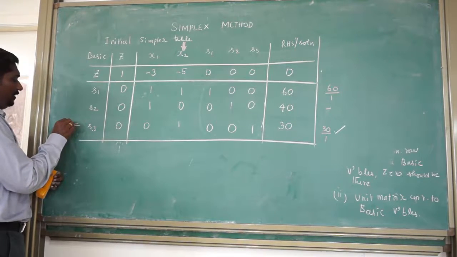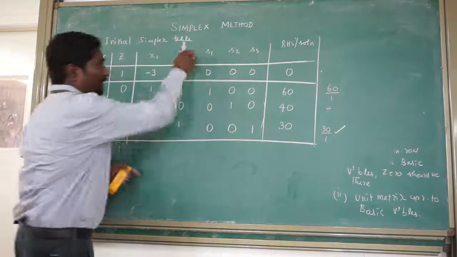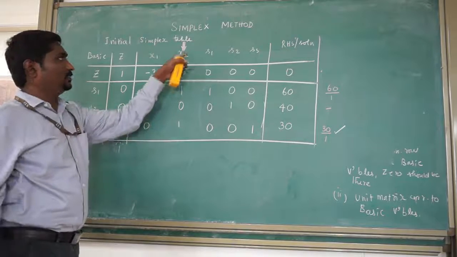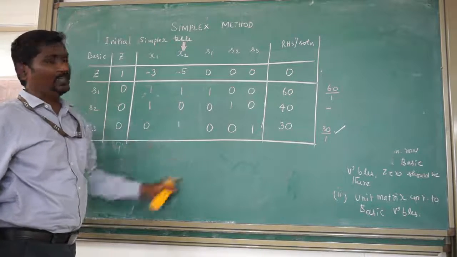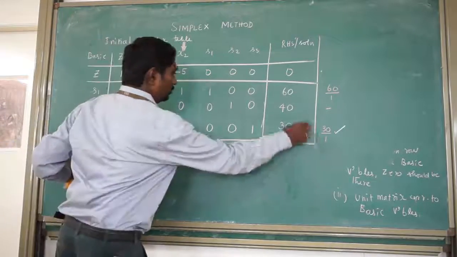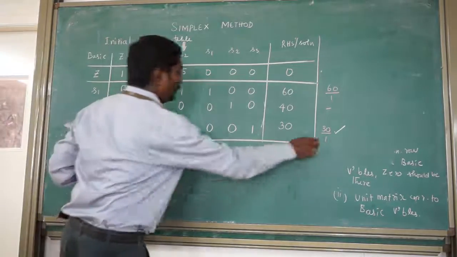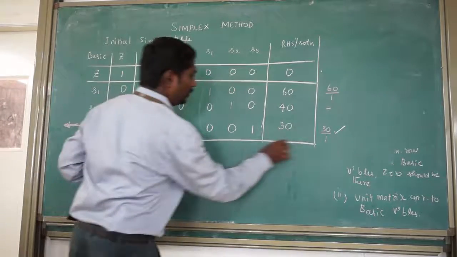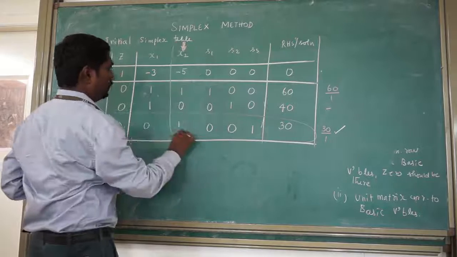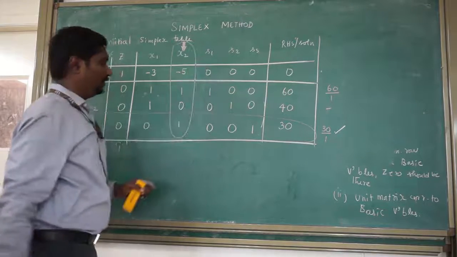So this is the leaving variable. This is the entering variable. Entering variable is x2, leaving variable is S3. So this column is called entering column. This complete column is called entering column, and this complete row is called leaving row. So this is leaving row, and this is entering column.